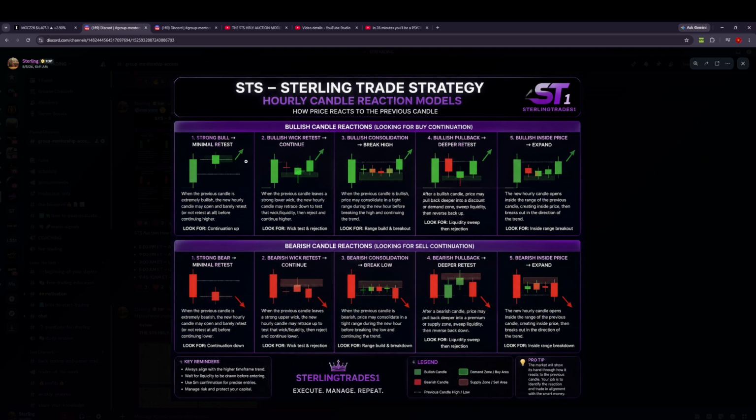So let's look at the first bullish candle reaction. These are bullish candle reactions. We have bearish candle reactions. The first bullish candle reaction says a strong bull candle with minimum retest. When the previous candle is extremely bullish, the new hourly candle may open and barely retest the one before it.